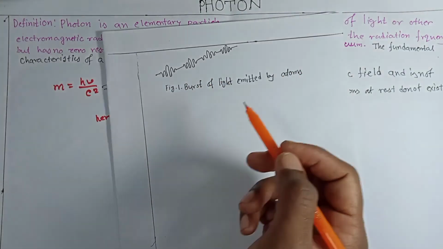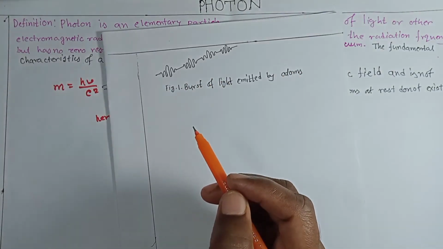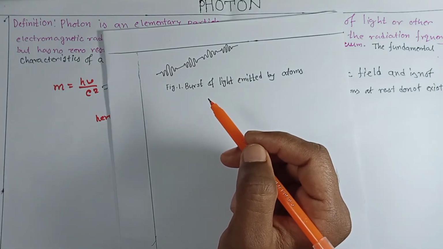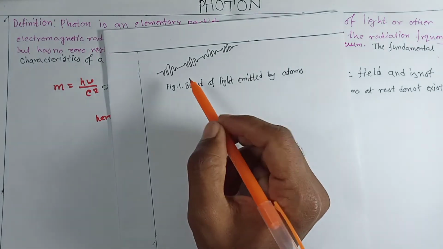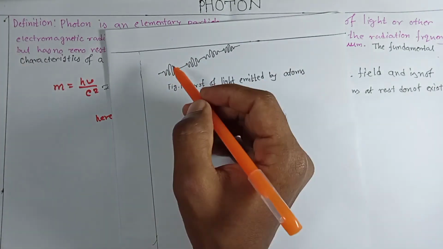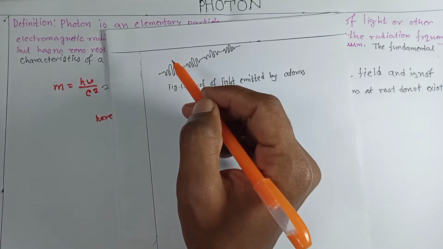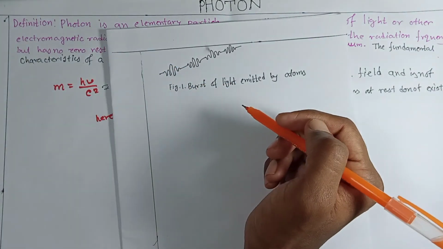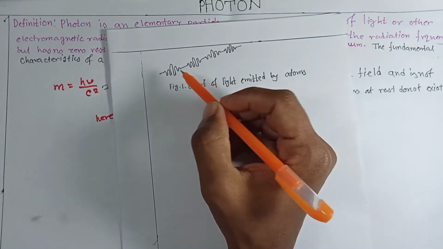The process of transition of the atom from an upper state to the lower state takes a brief time, about 10 to the power minus 8 second, as we already said. Therefore the light emitted by an atom is not a continuous harmonic wave.